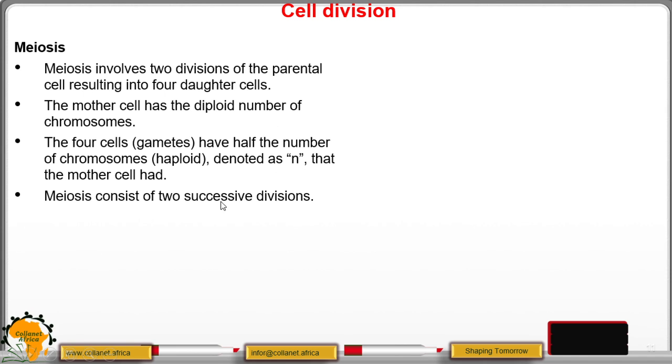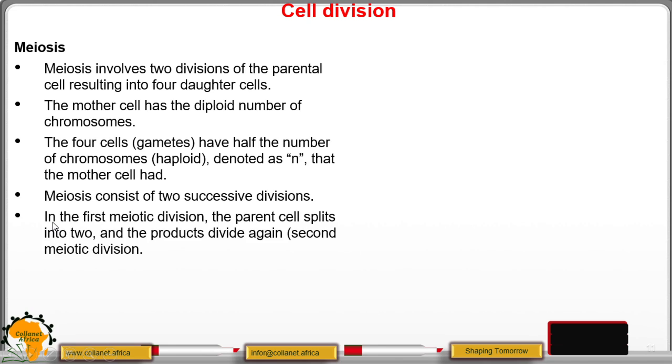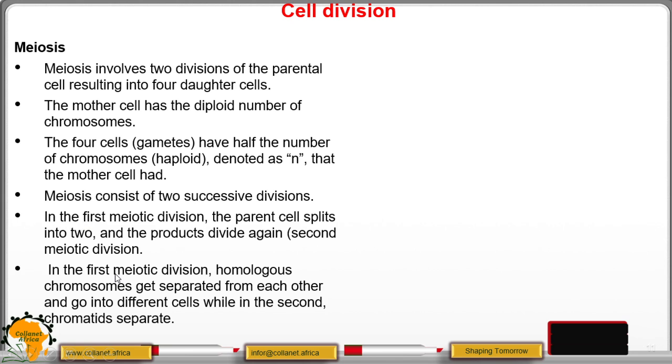Meiosis consists of 2 successive divisions. In the first meiotic division, the parent cell splits into 2 and the products divide again to form the second meiotic division. So after the parent cell has divided into 2, that forms the first meiotic division. So these 2 cells from the parent then divide to give the second meiotic division.